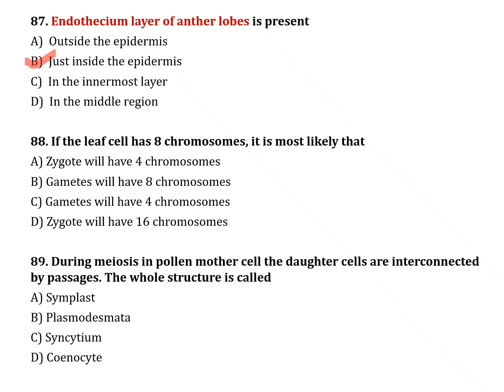Correct answer is option C, gamete will have 4 chromosomes because gametes are haploid. The next question, number 89. During meiosis in pollen mother cell, the daughter cells are interconnected by passages. The whole structure is called: option A symplast, option B plasmodesmata, option C syncytium, option D sinusoid. Correct answer is option C, syncytium.